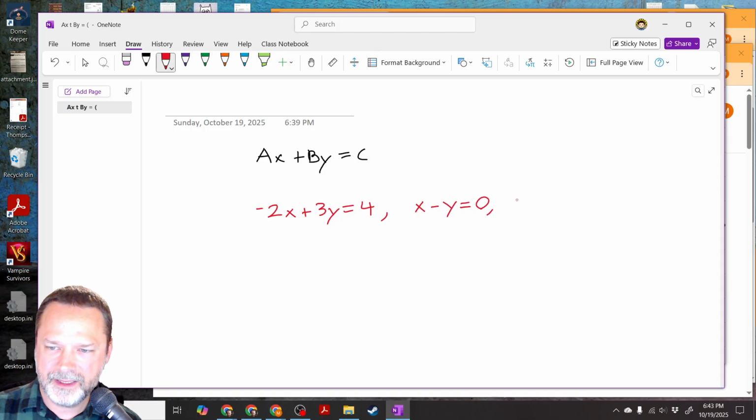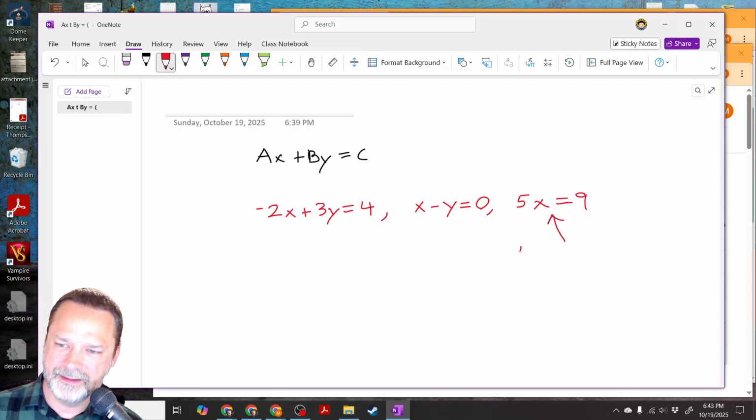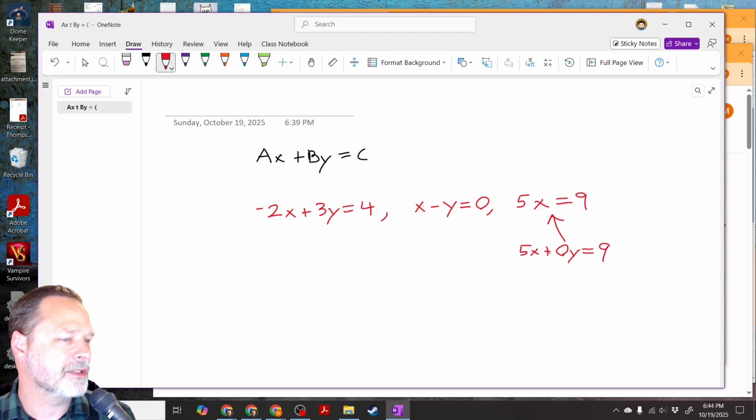It could even be 5x equals 9, where we're missing the y. This would be the same as 5x plus 0y equals 9. Okay, so there's our standard form.